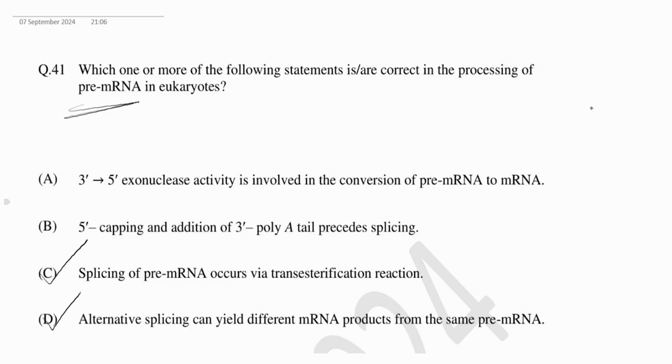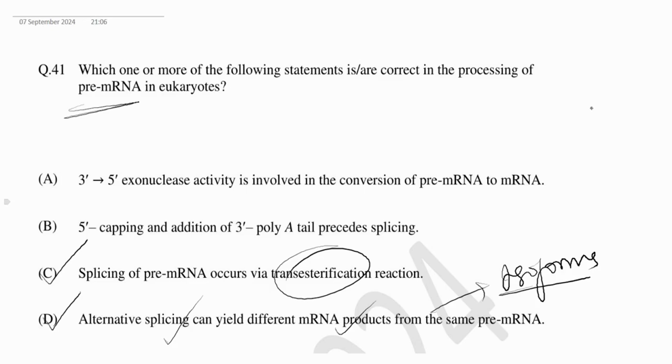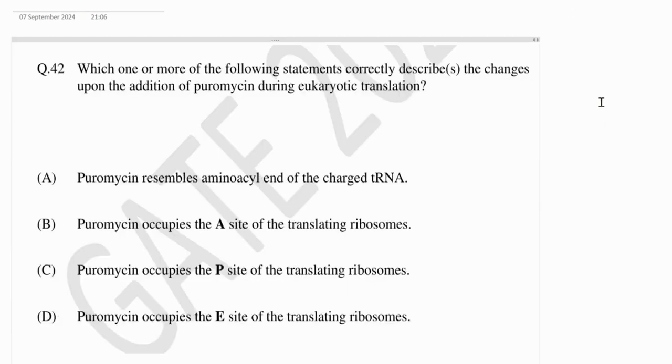So splicing, if you look at the basic reaction mechanism, involves a trans-esterification reaction, and of course you have different patterns of splicing, which is called alternative splicing, and this can yield different mRNA products. That's the reason why you have different isoforms for a given protein, the same mRNA sequence forming different types of proteins. This takes place during the processing of pre-mRNA, and hence the correct options are C and D. And of course, there's no 3' to 5' exonuclease activity. Yes. Moving on to the next question.